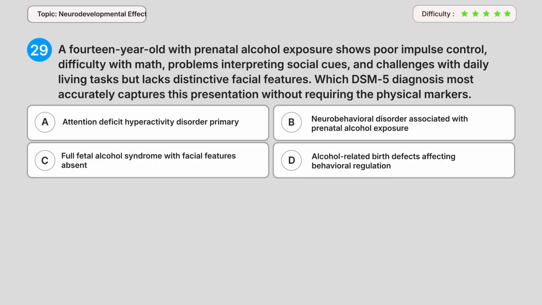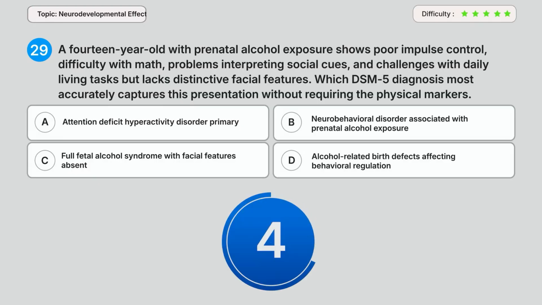A. Attention deficit hyperactivity disorder primary. B. Neurobehavioral disorder associated with prenatal alcohol exposure. C. Full fetal alcohol syndrome with facial features absent. D. Alcohol-related birth defects affecting behavioral regulation. What do you think is the answer?